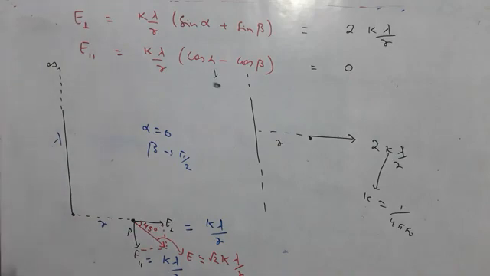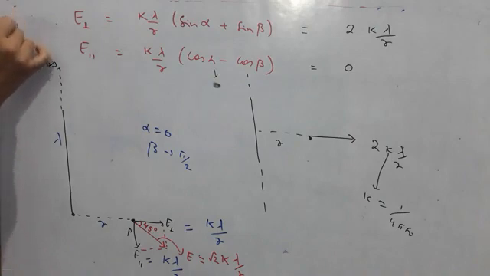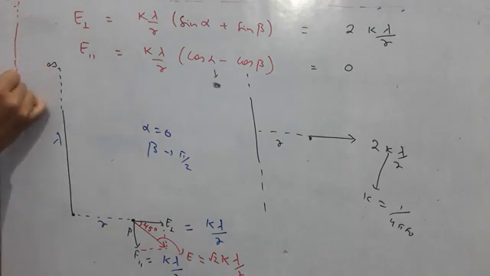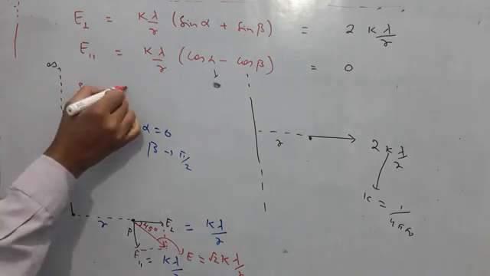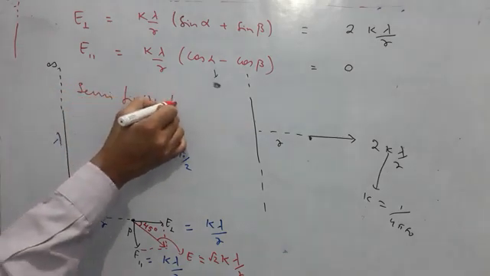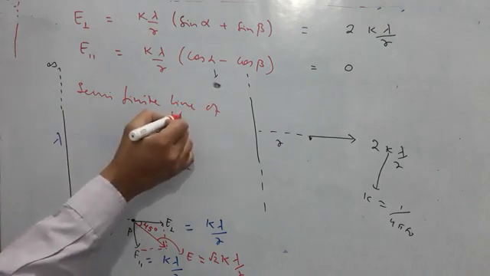So what we have discussed, let me summarize, students. We have discussed the method for finding electric field due to a finite line of charge. Then we have seen infinite line of charge, and then we have seen semi-finite line of charge. This situation we call semi-finite line of charge.